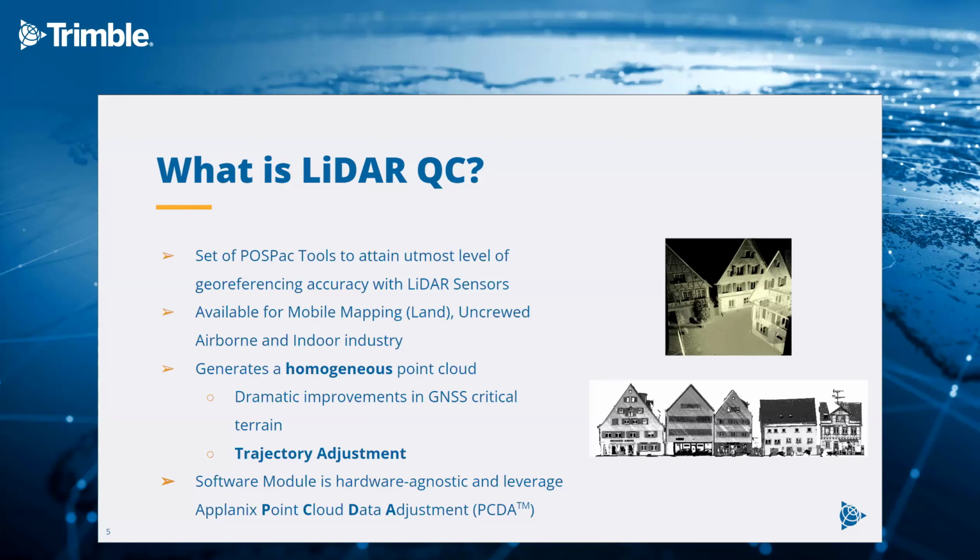The primary objective here is to generate a consistent and homogeneous point cloud by refining the vehicle trajectory using the LiDAR data. So LiDAR QC creates really dramatic improvements, particularly in GNSS critical environments, where the system is subject to drift effects. And the technology that we use here is called Applanix Point Cloud Data Adjustment, in short, PCDA.